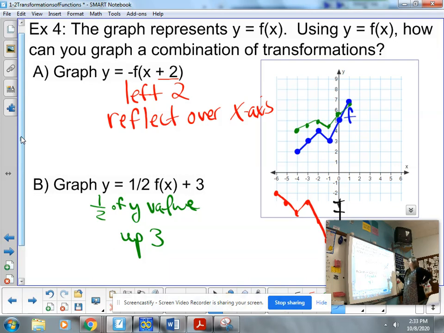So all of these green dots, you look at the corresponding blue dot, you're going to take half of the y value and then add 3 as a result. And then you can get that green transformation.